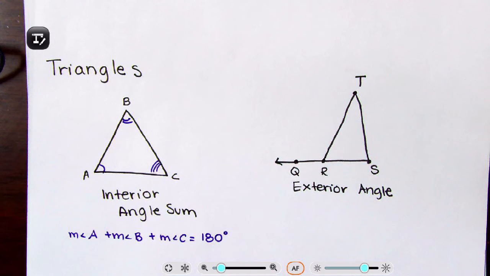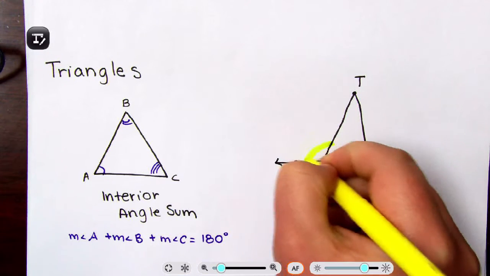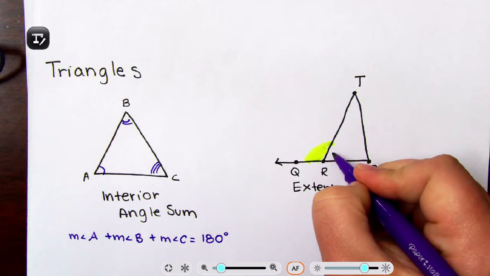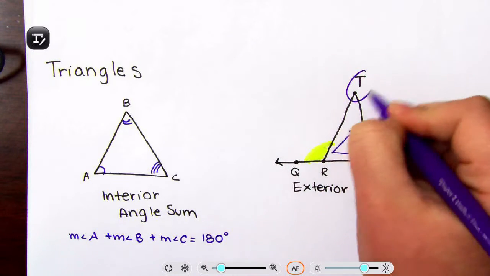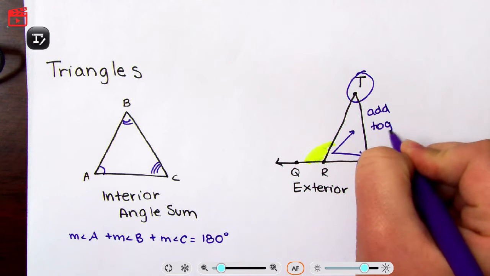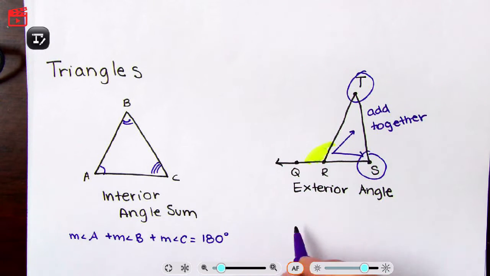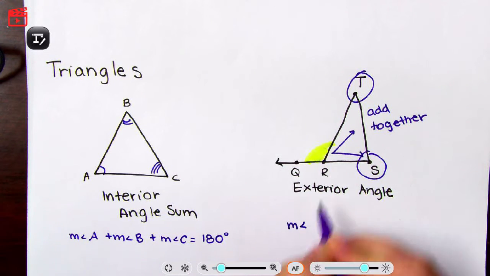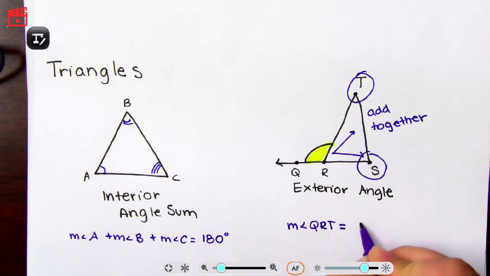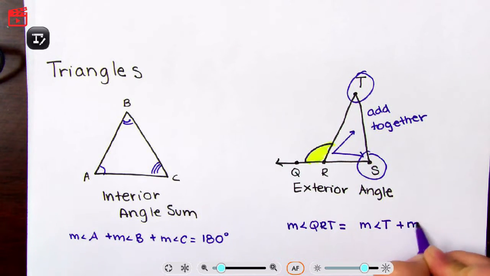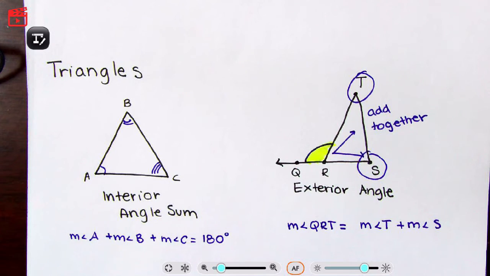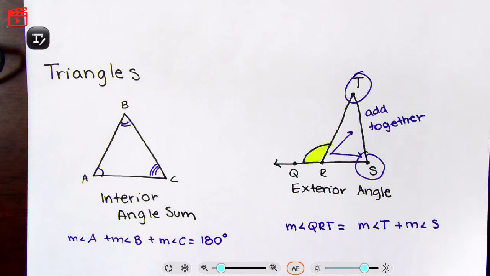Now the exterior angle theorem, that one's a little bit different. If you have an angle on the outside of the triangle, that angle is equal to the opposite two angles added together. So let's say we have the measurement of angle QRT, this angle here. That is going to equal the measurement of angle T plus the measurement of angle S. These opposite ones, the ones that are further away from the outside angle, are the two angles you're going to be adding together for your exterior angle.